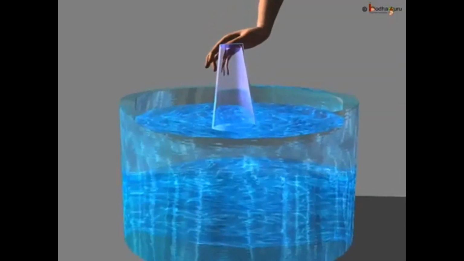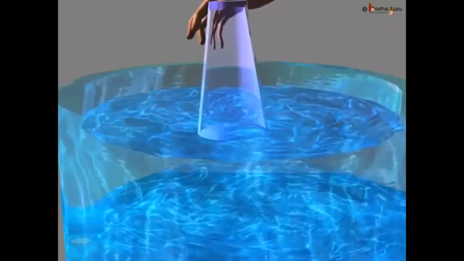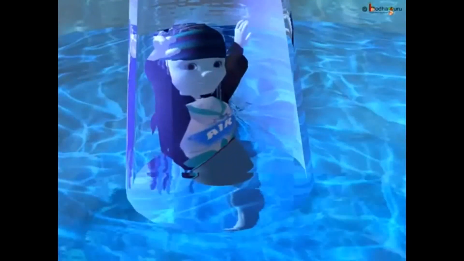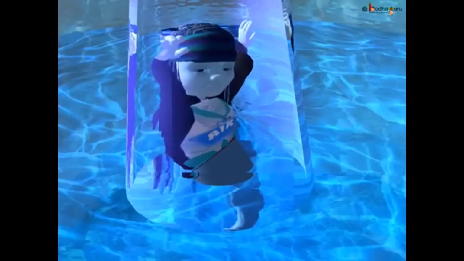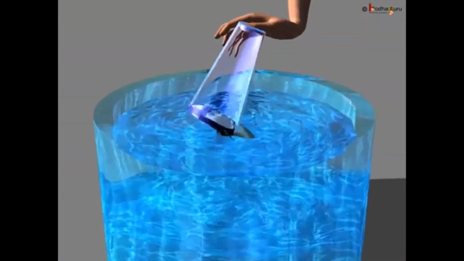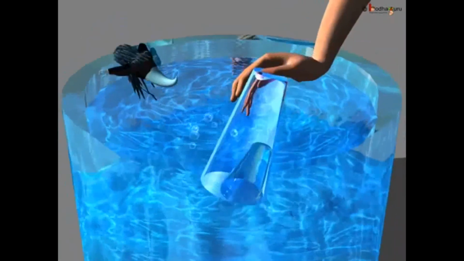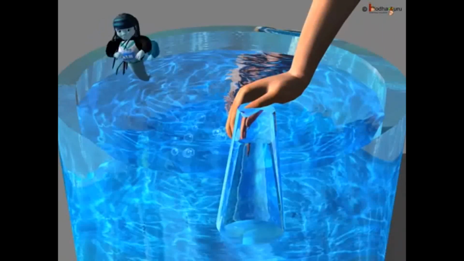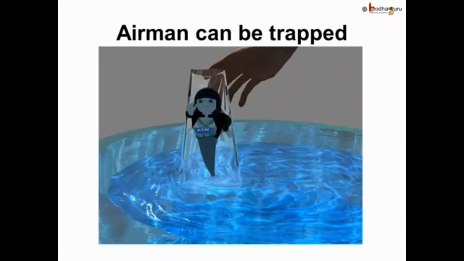From far, it seems that the glass is empty. See closer. Who is inside? It is our airman. He is trapped inside and cannot come out. But when we tilt the glass, the airman rushes out of the glass. With the airman gone, it is now possible to fill the glass with water. Interesting, isn't it? So we see, even airman can be trapped.